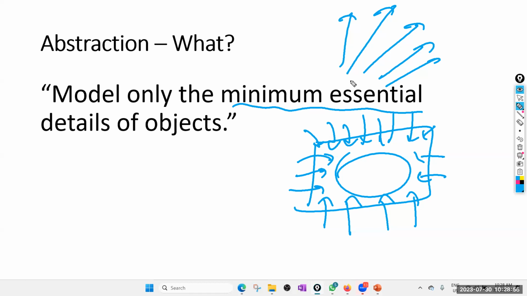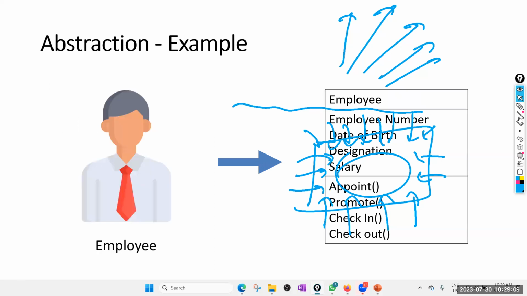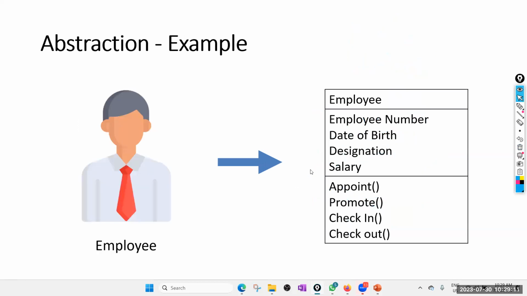Because otherwise the task itself is complex, so we don't want to do anything else other than the minimum essential, right? So that is what abstraction is. Okay, so it's a very simple concept, and it's a very effective concept.